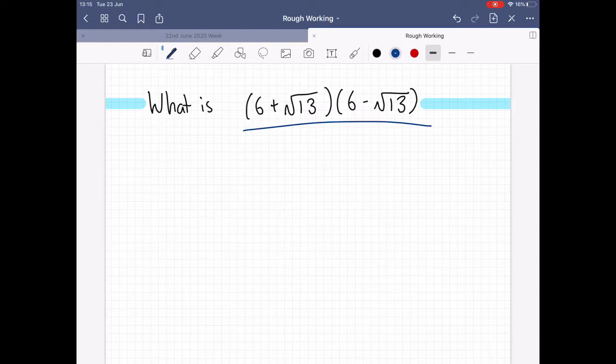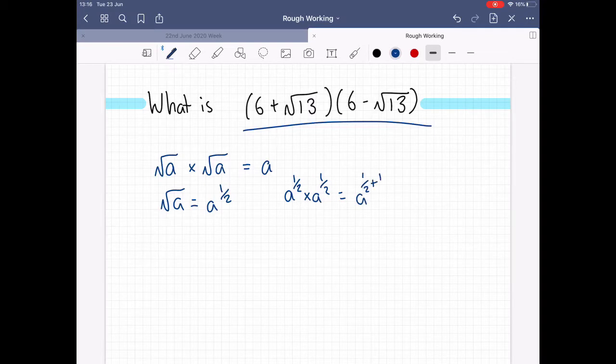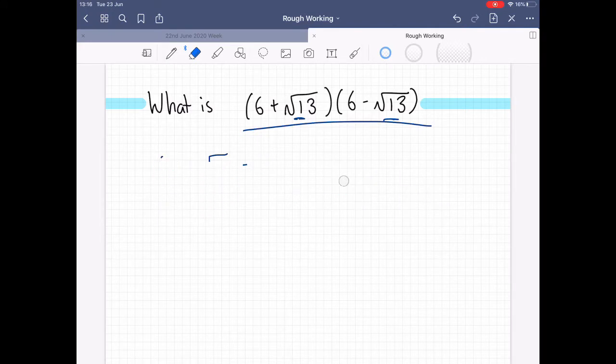When you multiply two square roots together, so I say I have the square root of a multiplied by the square root of a, you get the number a, because really when you write the square root of a, this is actually a to the power of a half. And due to the laws of indices, when you multiply two numbers with the same base, the indices get added, so it will be a half plus a half, which goes to 1, which is just a. So you know that because we're going to need it. As you can see, we have two square root of 13s here. That's the first thing you should note.